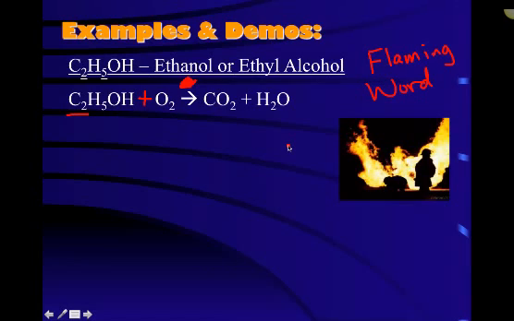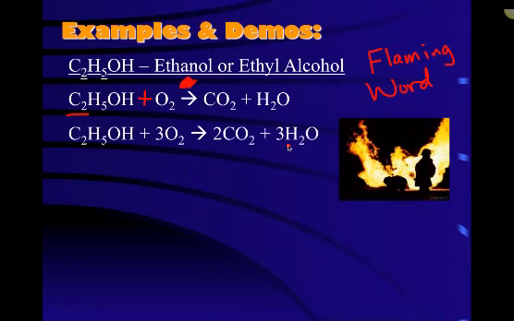So let's see the balanced equation. There we go. I needed 2 carbons and 2 carbons and 3 waters to give me 6 hydrogens altogether. And then we went back to fix the oxygen, and now everything's cool.